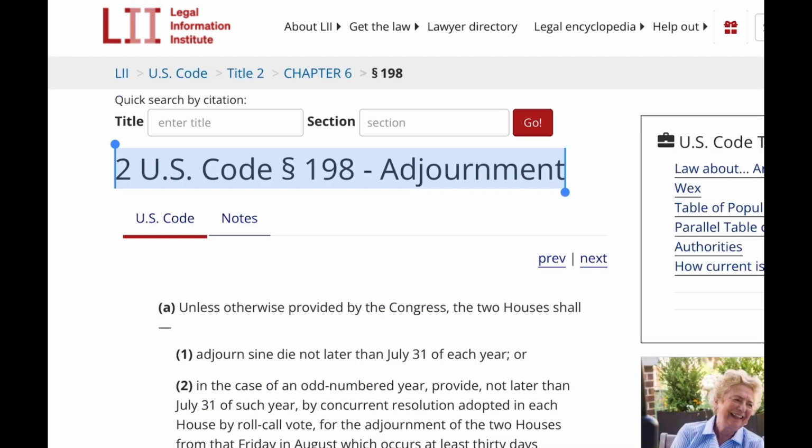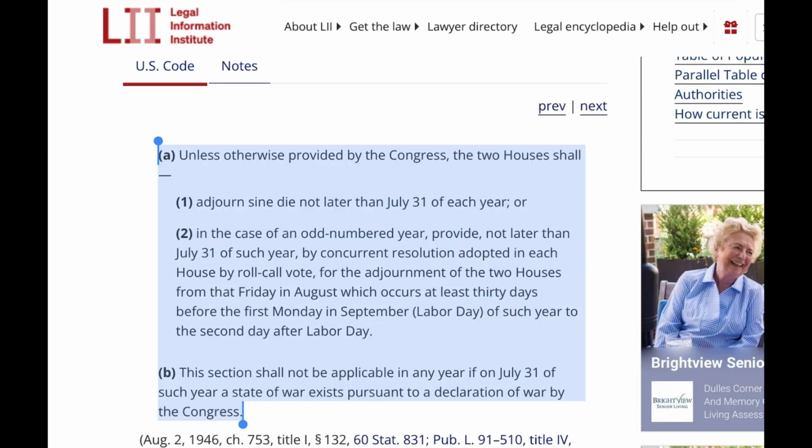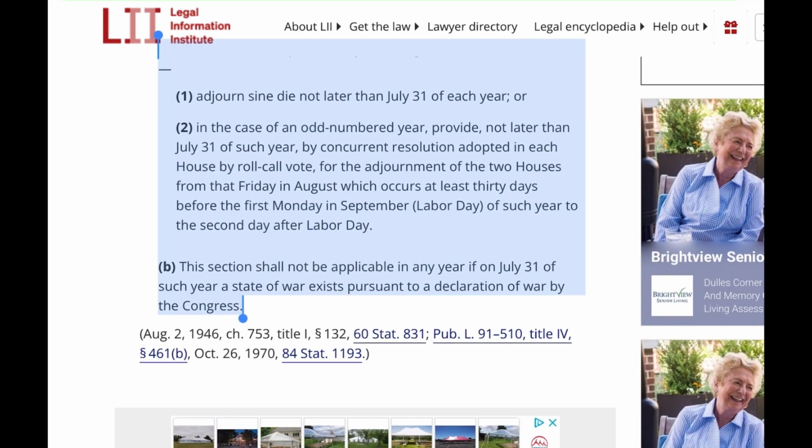2 U.S. Code Paragraph 198. Adjournment. A. Unless otherwise provided by the Congress, the two houses shall, 1. Adjourn sine die not later than July 31st of each year, or 2. In the case of an odd-numbered year, provide, not later than July 31st of such year, by concurrent resolution adopted in each house by roll call vote, for the adjournment of the two houses from that Friday in August which occurs at least 30 days before the first Monday in September, Labor Day of such year to the second day after Labor Day. B. This section shall not be applicable in any year if on July 31st of such year a state of war exists pursuant to a declaration of war by the Congress.